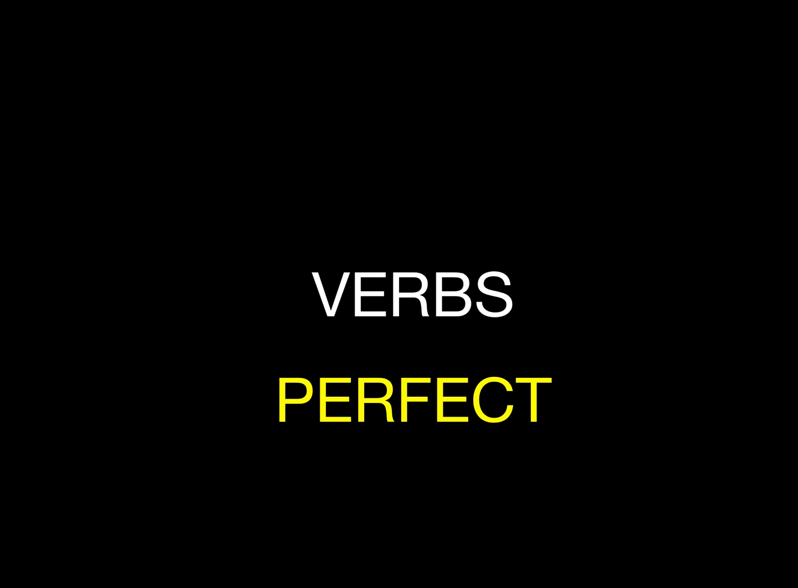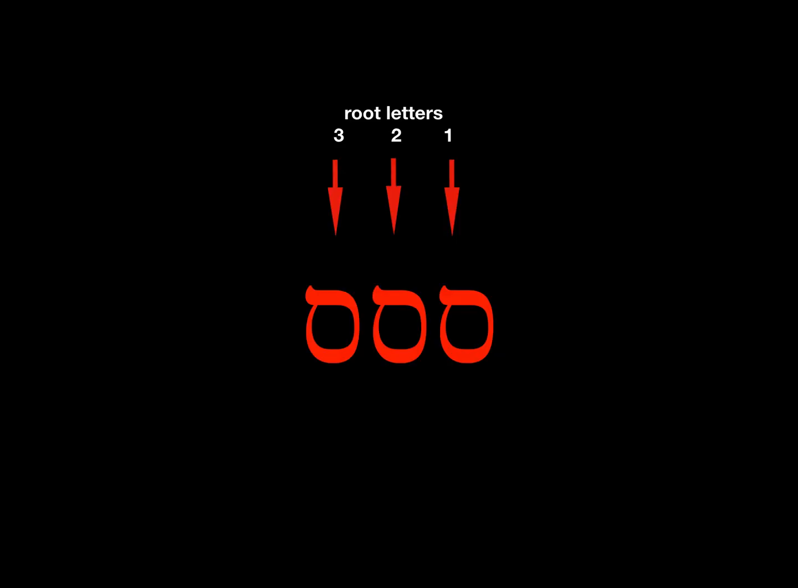This is a quick summary of perfect verbs and how verbs are formed. Let's start with verbs itself. Every verb has 3 root letters in Hebrew. So the first thing that you need to find when you are parsing a verb or trying to translate a verb is these 3 root letters.